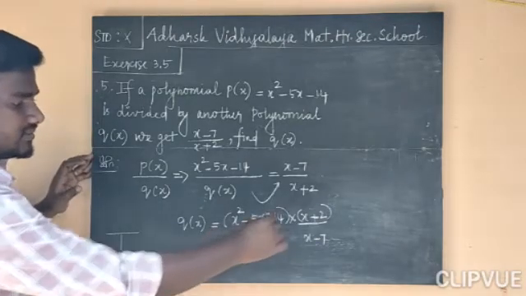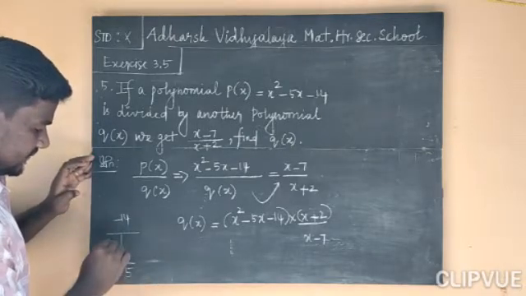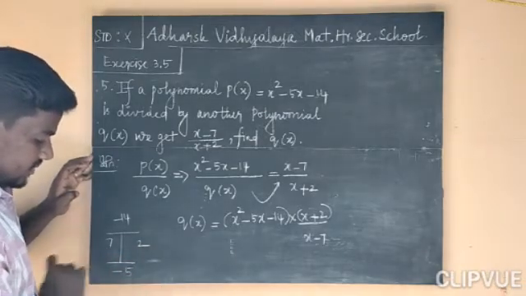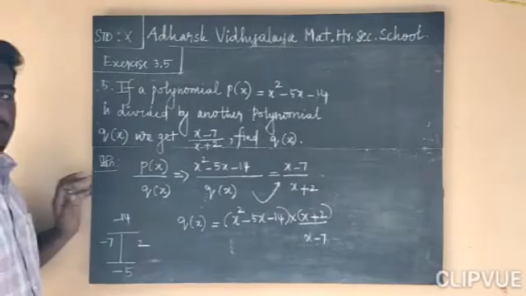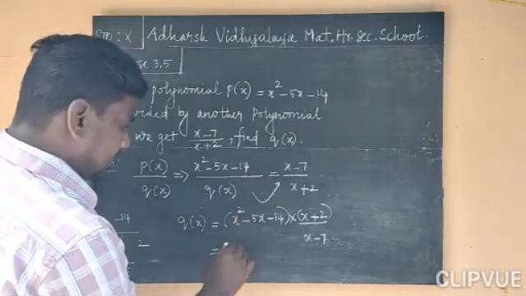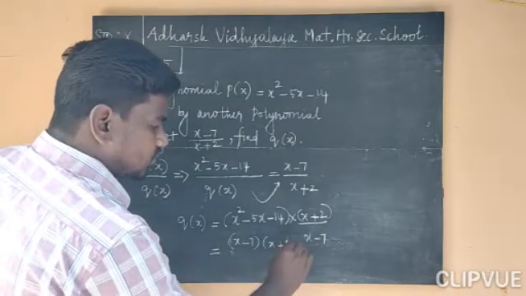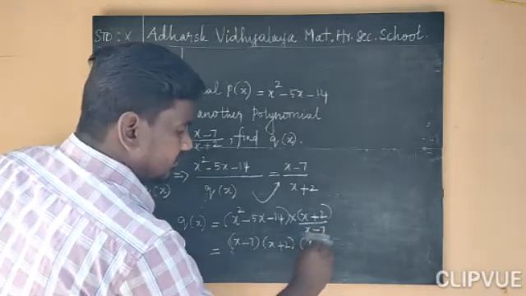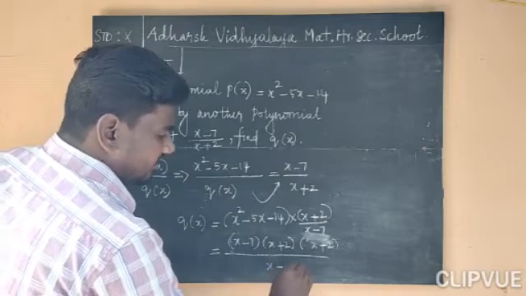Product of any two numbers is minus 14. Sum of the same two numbers is minus 5. So 7 and 2. 7 into 2 is 14 and 7 minus 2 equal to 5. So here minus 7 plus 2. So minus 7 and plus 2. So I'm going to replace this by x minus 7 into x plus 2 into x plus 2 divided by this x minus 7.